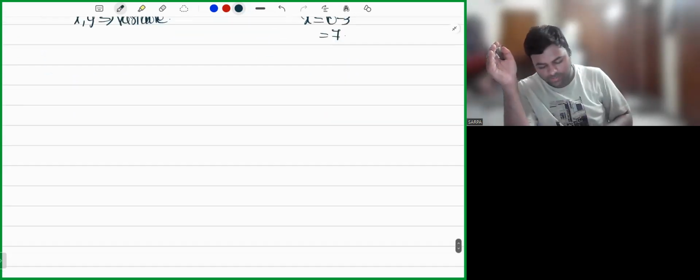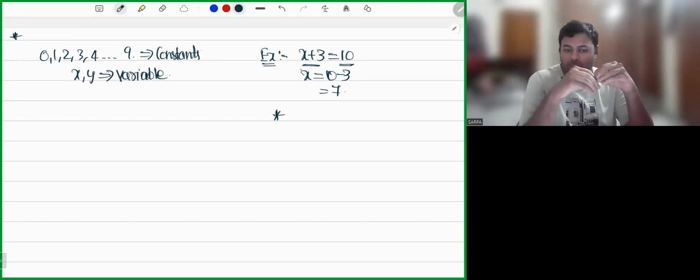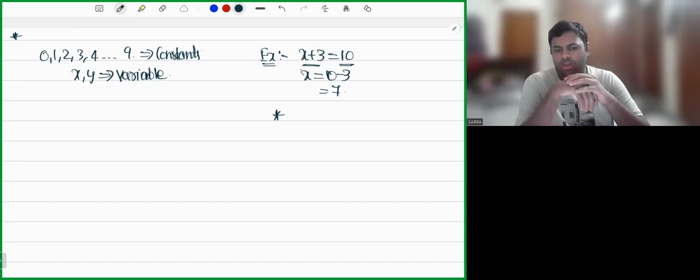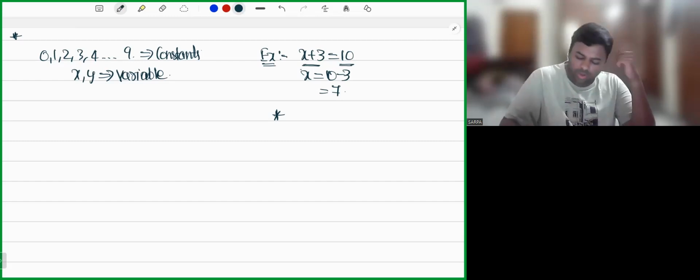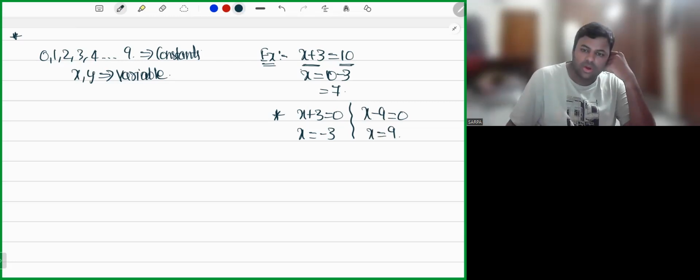I hope this rule is clear. Let me tell you this rule. If any mathematical operation moves from one place to another place, it changes its phase and nature. Plus, if it goes from the left-hand side of an equation to the right-hand side, it will become minus. Minus, if it goes from left to right, will become plus. Now, I'm having x plus 3 is equals to 0. Plus 3, if it goes to the right side, will become minus 3. I'm having x minus 9 equals to 0. Minus 9, if it goes to the right side, will become plus 9. It's changing its manner.